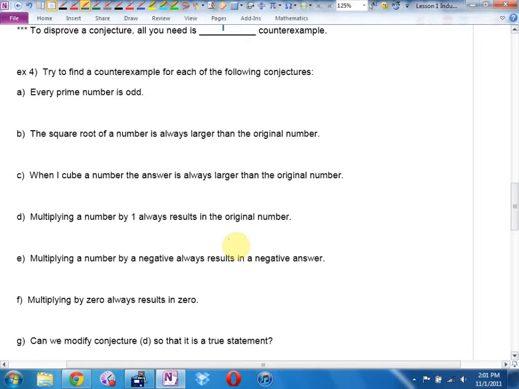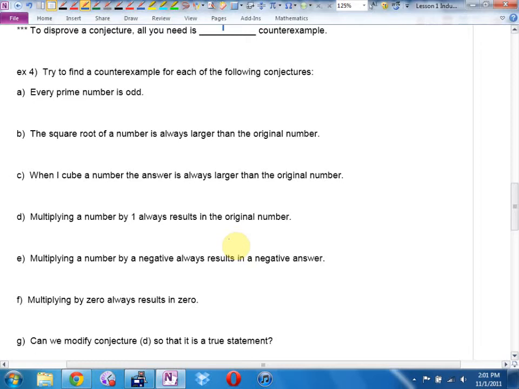Okay, so here's the statement. Every prime number is odd. True, or find a counterexample to disprove it. Taylor. Ah, 2, in fact, 2, only 2 and 1 go into it. 2 is prime and 2 is actually unique in that it's the only non-odd prime number. It's the only even prime number.